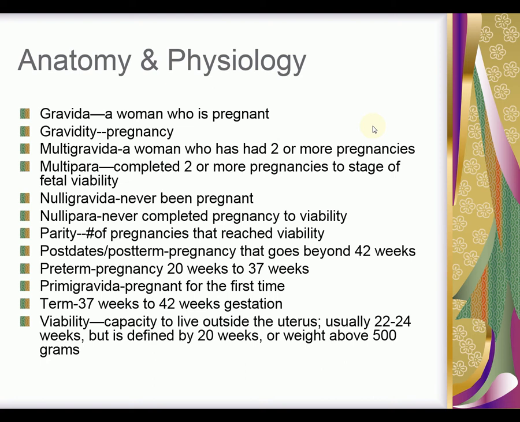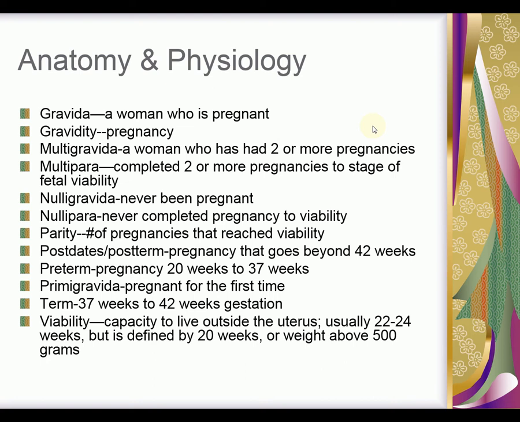Gravida just simply means a woman who is pregnant. So therefore, gravidity means pregnancy. Multigravida is when you have a woman who's been pregnant more than once. Multipara is someone who's completed more than one pregnancy. Nulligravida means never been pregnant. Nullipara, never been a parent. Para means parent.